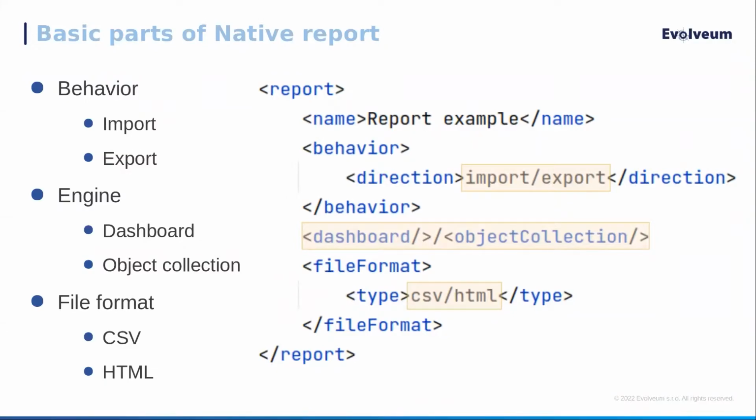Engine defines the object which will be used for generating the report. We have two choices, dashboard and object collection. And finally, the element file format represents the format of the generated file. The default file format for the dashboard engine is HTML, and for the object collection engine it is CSV.